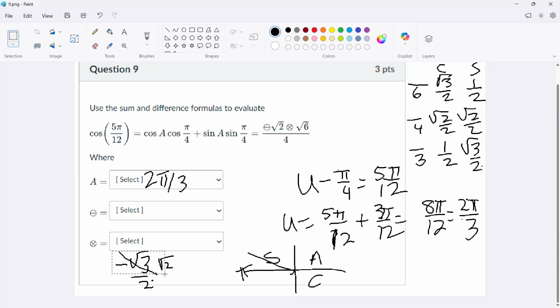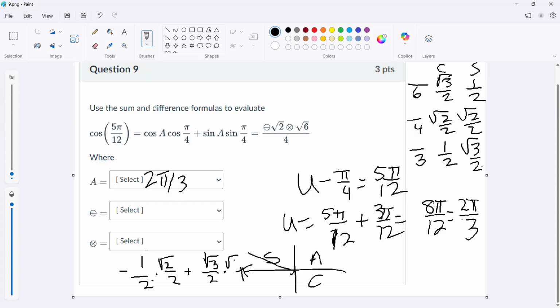Just a minute. Just wait a minute. This is negative 1/2 times square root of 2 over 2 plus, and then the sine of pi over 4 in that quadrant is square root of 3 over 2 times square root of 2 over 2.